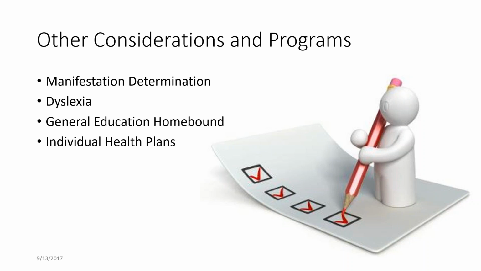But also, I want to say that not only do the forms have information about determining homebound services, but I also refer a lot to the Student Attendance Accounting Handbook, which is on the TEA website, and it has a lot of information about general ed homebound also.